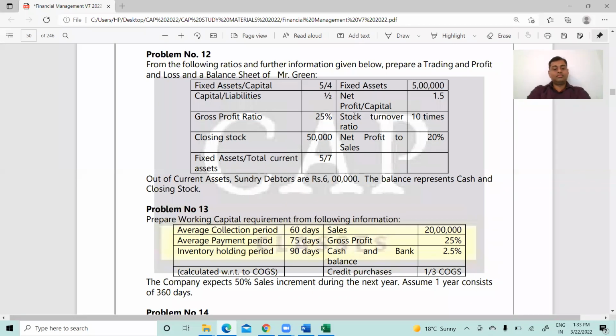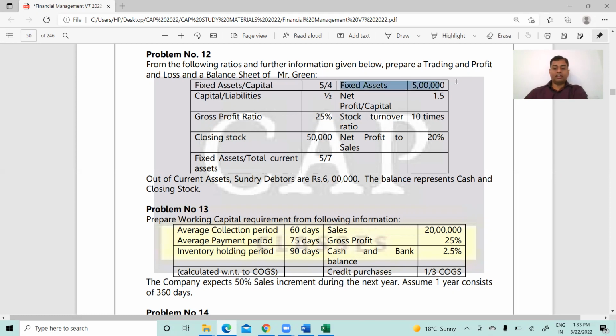From the following ratios and further information given below, prepare a trading and profit and loss account and balance sheet of Mr. Green. Fixed assets by capital 5/4, capital by liabilities half, gross profit ratio 25%, closing stock 50,000, fixed assets to total current assets 5/7, fixed assets 5 lakh, net profit by capital 1.5, stock turnover ratio 10 times, net profit to sales 20%. Out of the current assets, sundry debtors are 6 lakh rupees. The balance represents cash and closing stock.